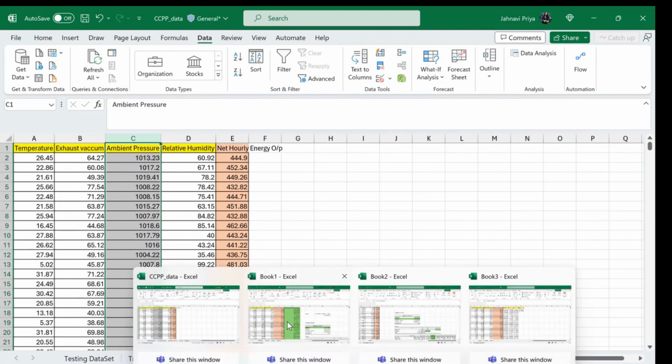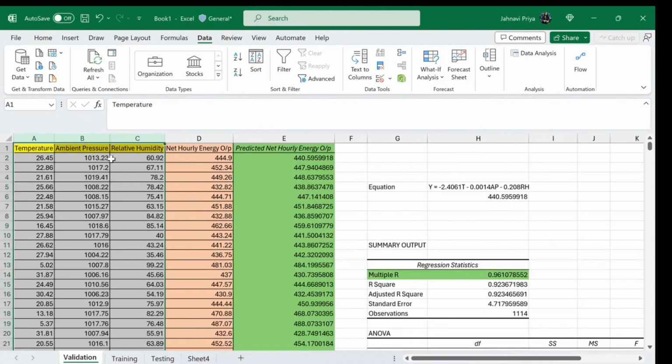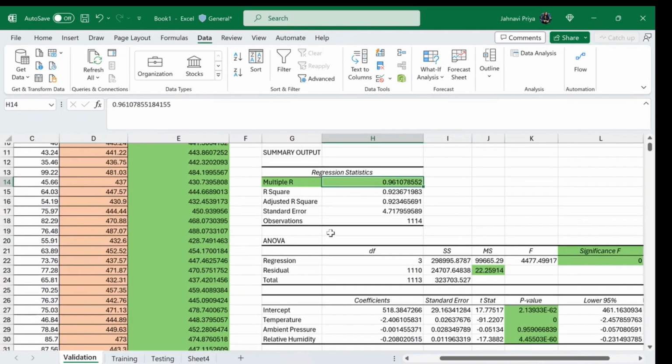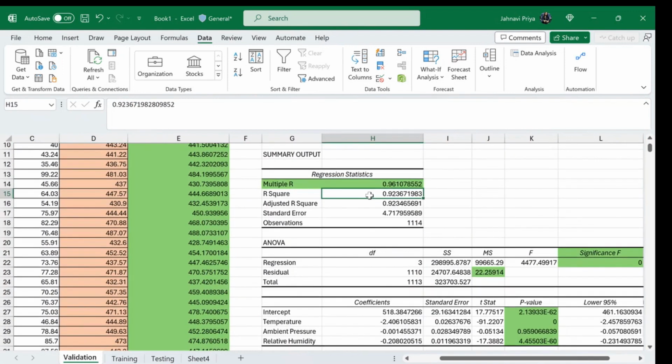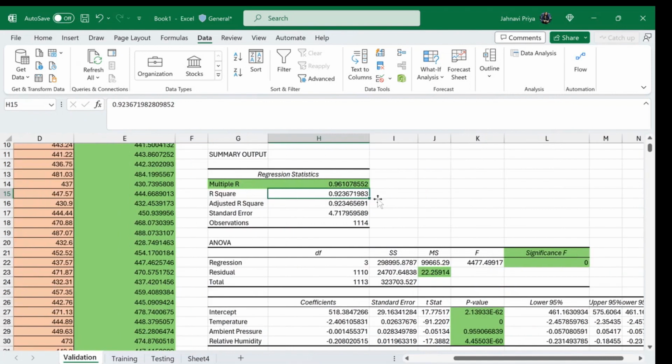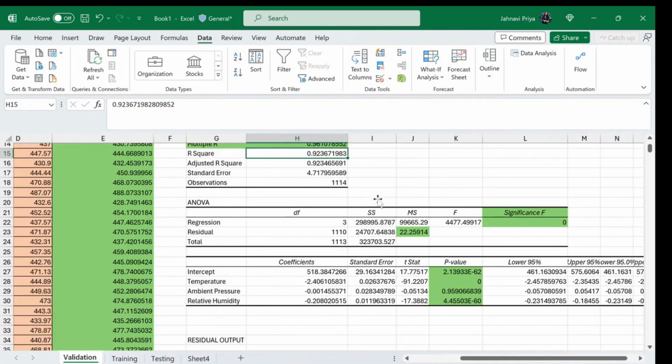Then the first algorithm that I used took the 3 parameters that were there, and then I ran it through data analysis and regression in Excel to identify multiple values here. For multiple R and R square, we got 0.92, which is closer to 1. So that means that there is a correlation and we can predict the output.